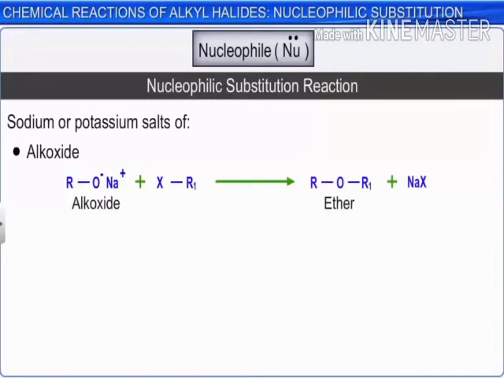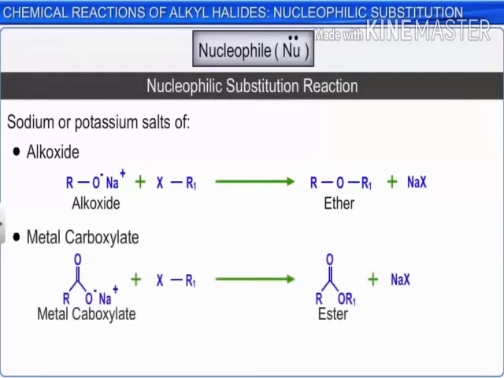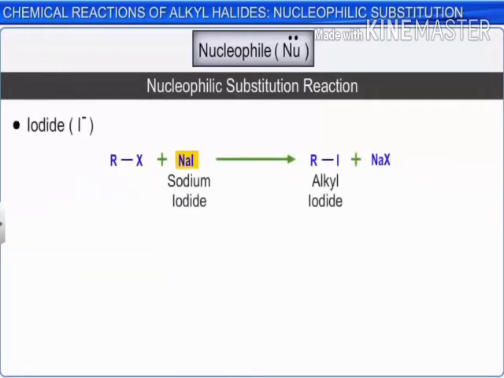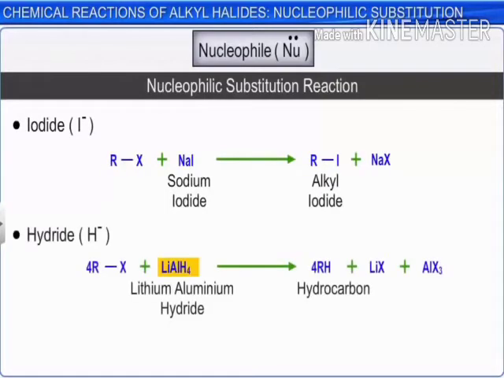Sodium or potassium salts of carboxylates can be used to make esters from alkyl halides. Sodium iodide can be used to make alkyl iodides from alkyl halides. Lithium aluminium hydride can be used to convert alkyl halides into hydrocarbons.